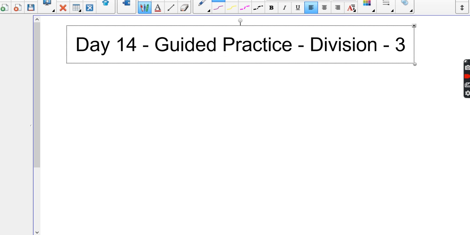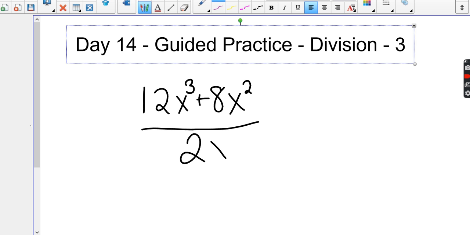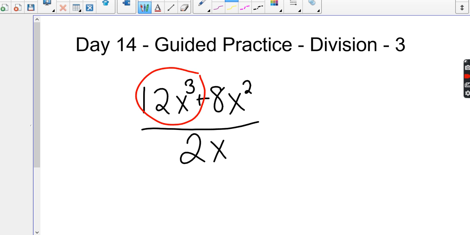The next one we'll talk about is question 3. In question 3, we're dividing 12x to the third power plus 8x squared by 2x. So first let's take the 12x to the third power and divide it by 2x. So 12 divided by 2 is 6. x to the third power divided by x to the first power. If we subtract those exponents, 3 minus 1, we get x squared.